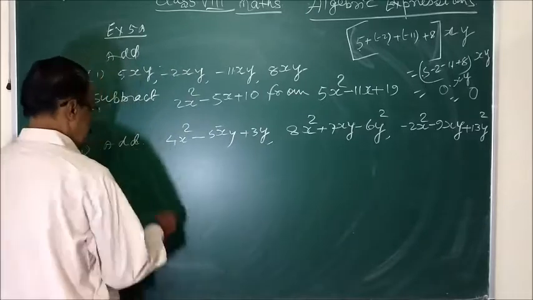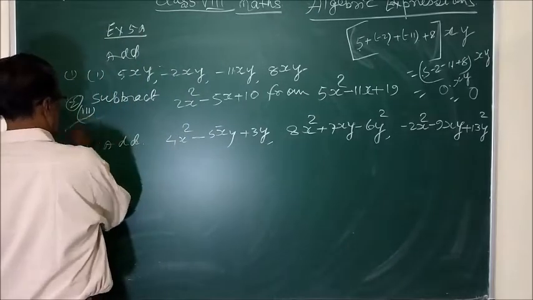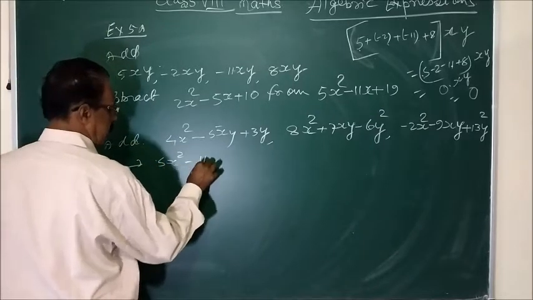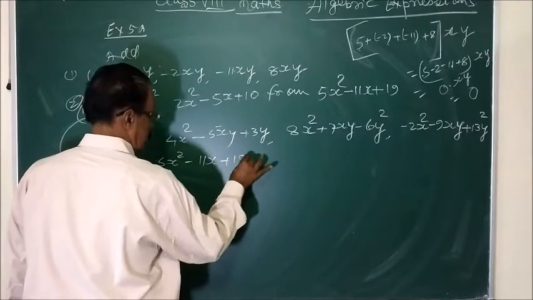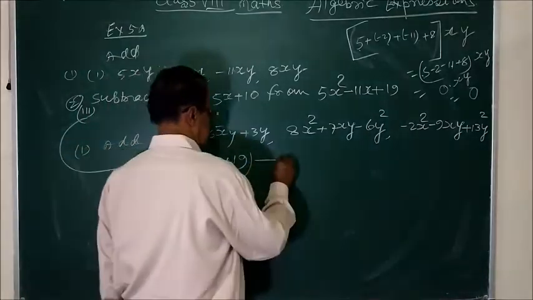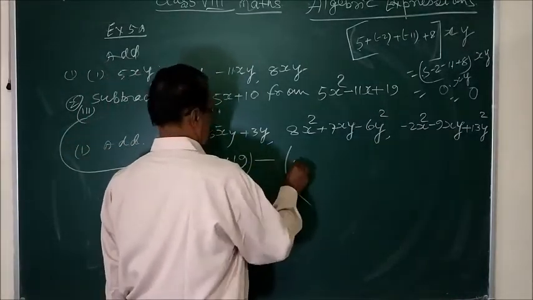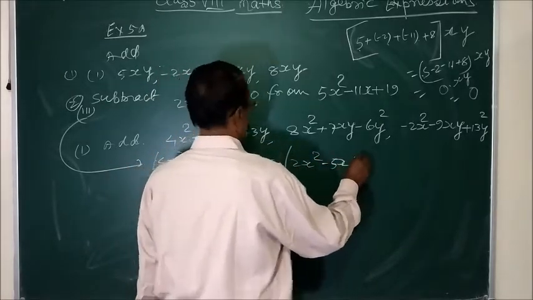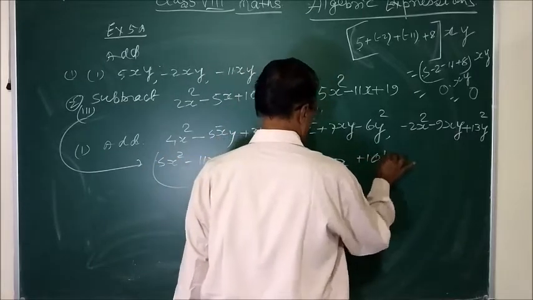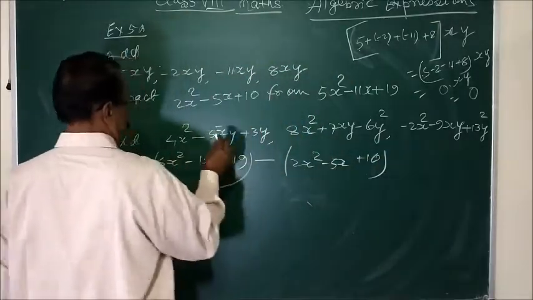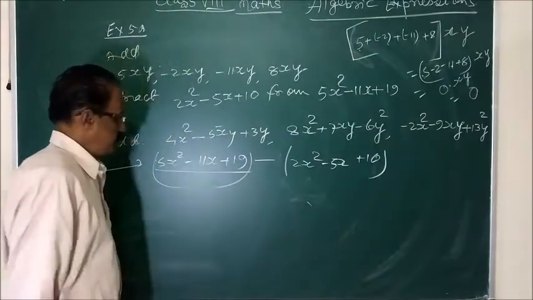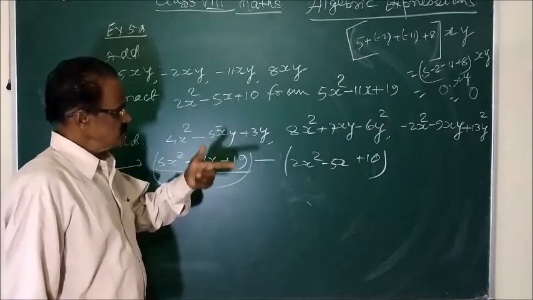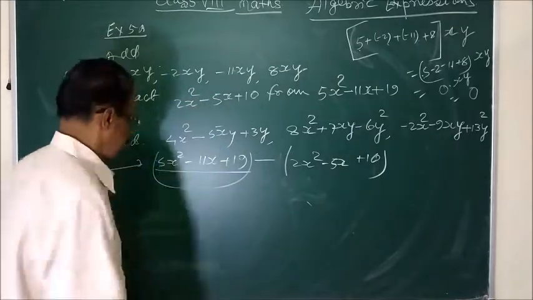So the first method is: 5x square minus 11x plus 19, and subtract, the symbol for minus, 2x square minus 5x plus 10. So in the first method, first you write those terms from which you have to subtract, and now you write those terms which are to be subtracted.